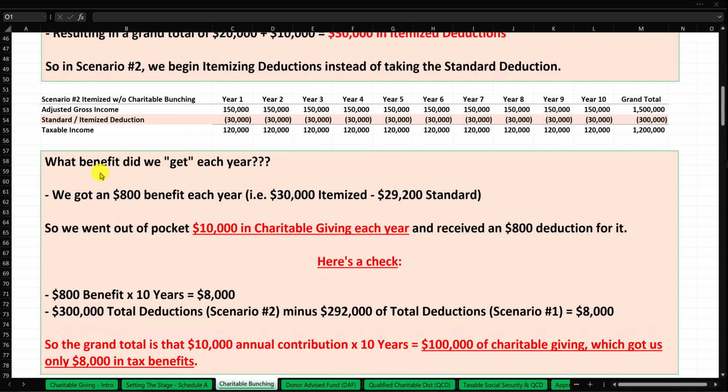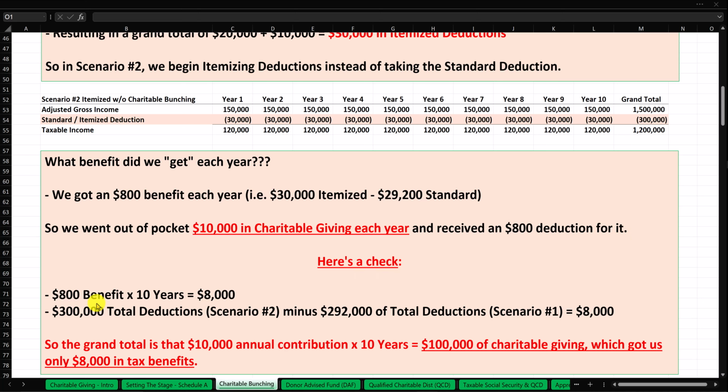So what benefit did we get each year by itemizing deductions? Well, we got an $800 benefit each year. In other words, $30,000 itemized minus $29,200 standard deduction. So we went out of pocket $10,000 in charitable giving each year and received an $800 deduction for it. Now here's a check just to make sure we did the math right.